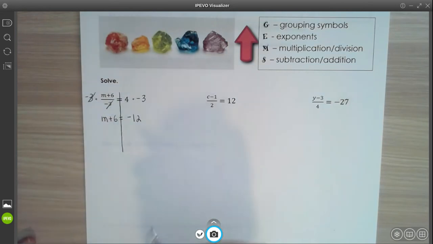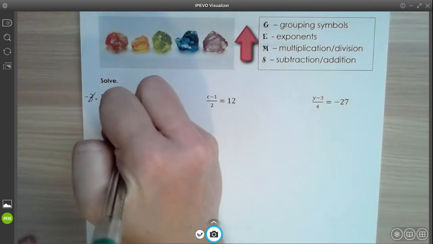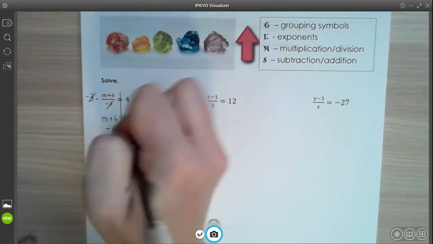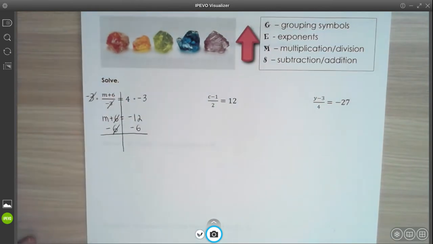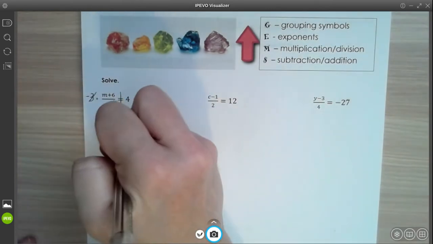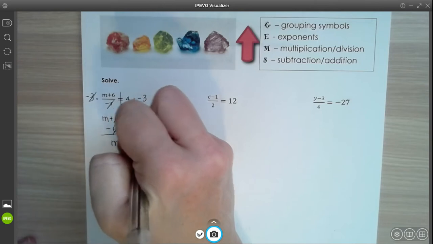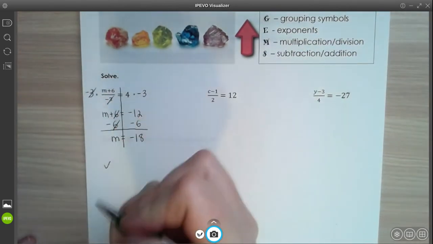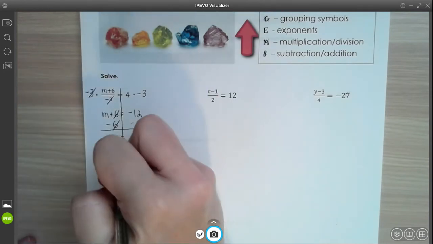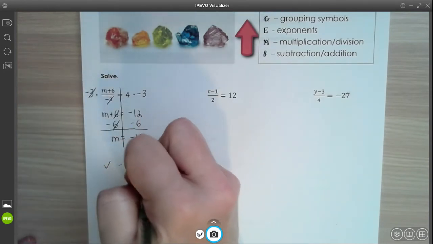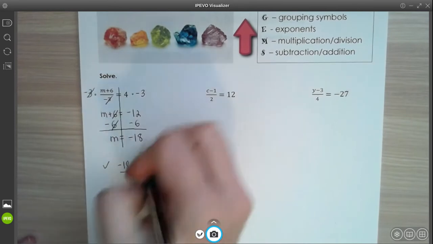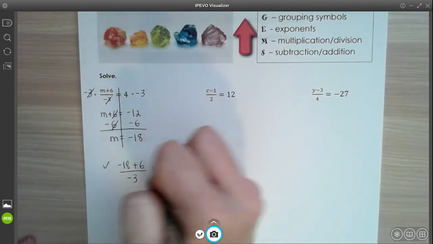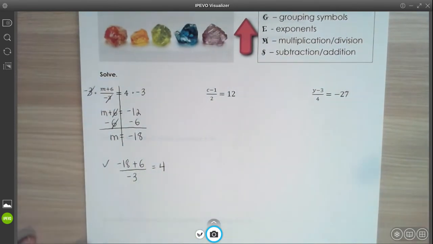To get rid of positive 6, we're going to subtract 6. Okay, and then on the left, I just bring down the m, and on the right, -12 minus 6 is -18. So again, if you wanted to check these, we would be substituting -18 plus the 6, putting it over -3, and then seeing if that does in fact equal 4.